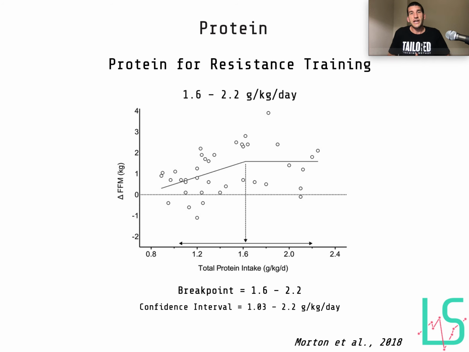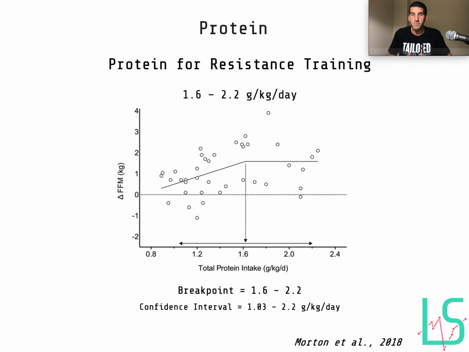Now, for resistance training people or strength athletes, I think there was a really good meta-analysis from 2018 showing that the break point as a meta-regression, that's that line in the middle kind of going upwards, is right around 1.6 grams per kilogram per day. The upper confidence interval was 2.2 grams per kilogram. So if we want to be super confident, we would lean more towards the 95% confidence interval, which is what I generally do. It's about 2.2 grams per kilogram per day.